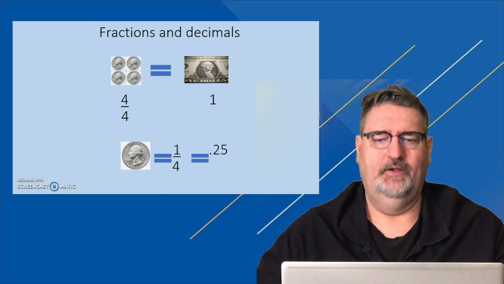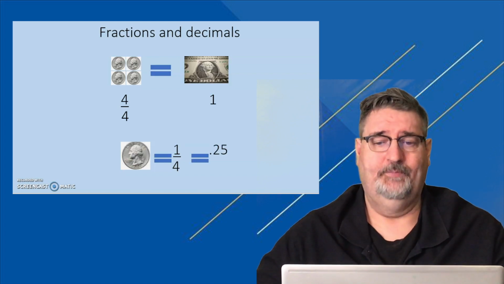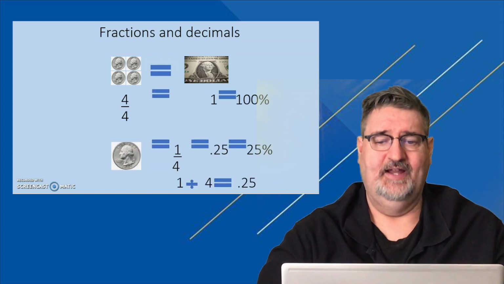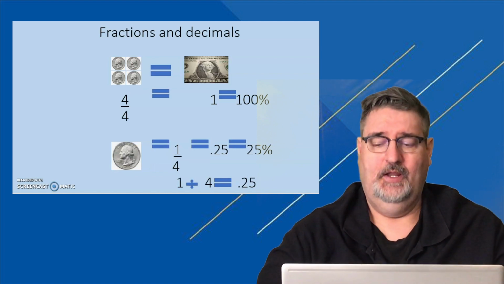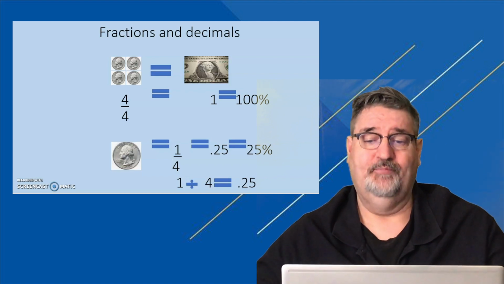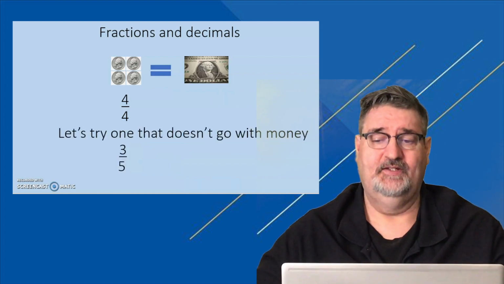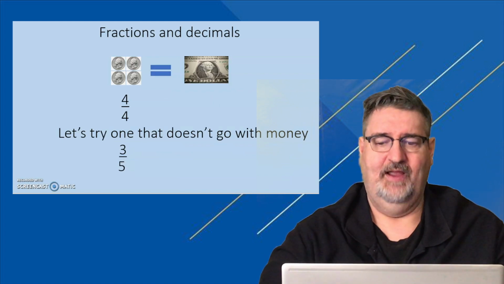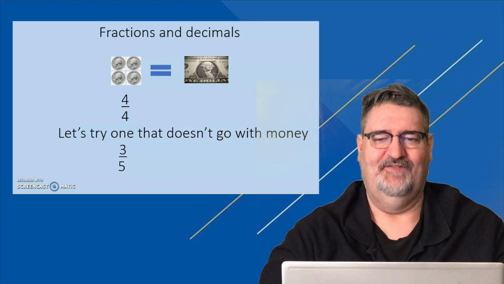In this next one, we see the 4/4 up there at the top again, and down below we have 1/4. And we know that that's 25 cents, and we can see that's 25%, and we got the 25% or 0.25 by taking the numerator of 1 and dividing by 4, and you get 0.25.